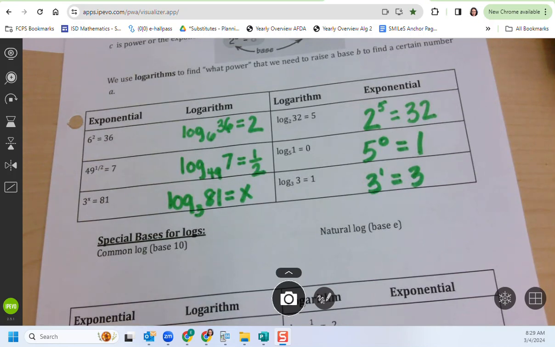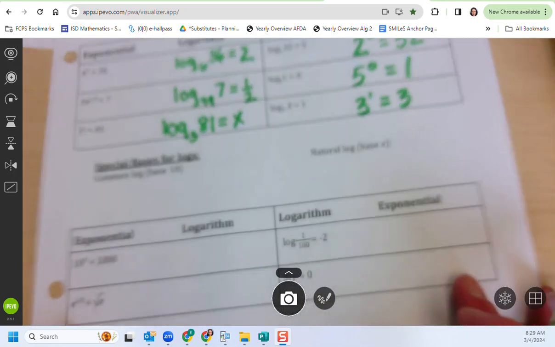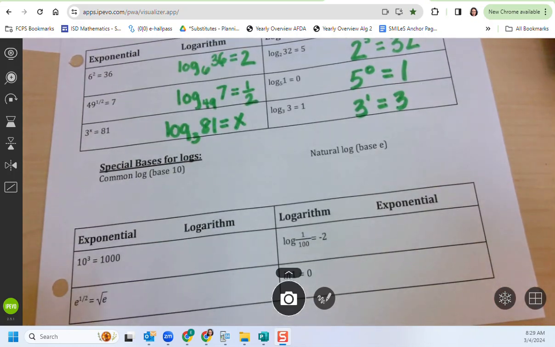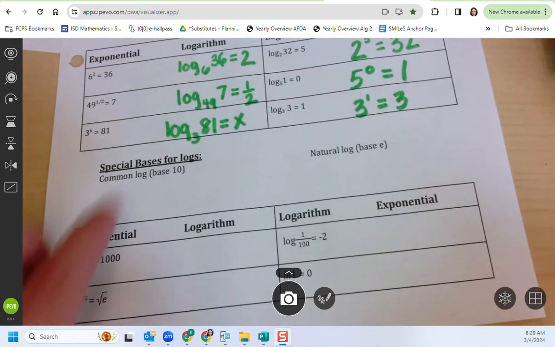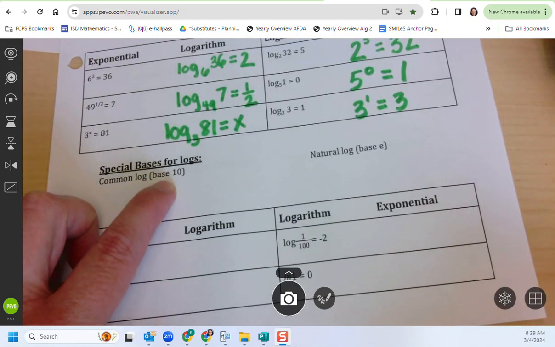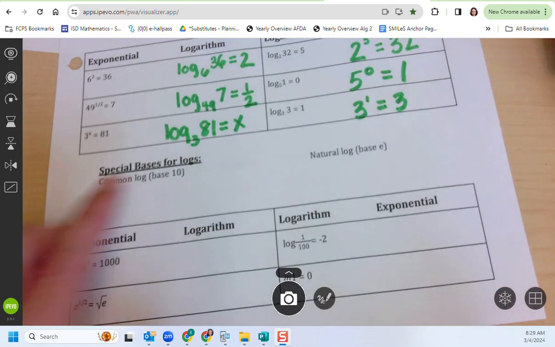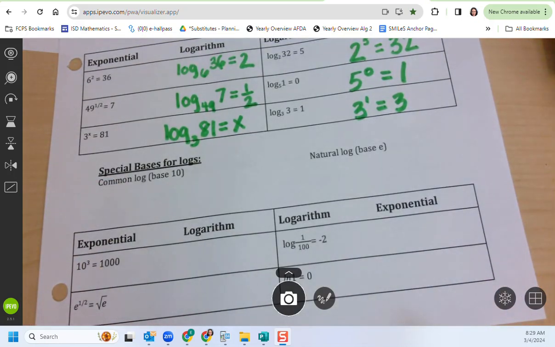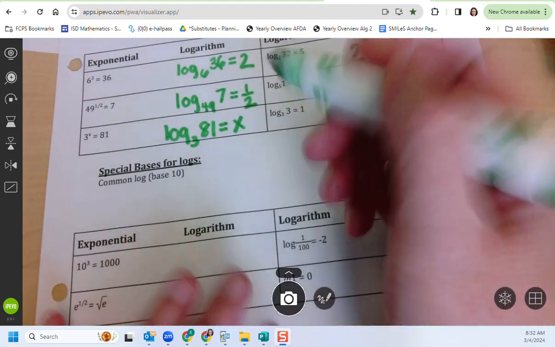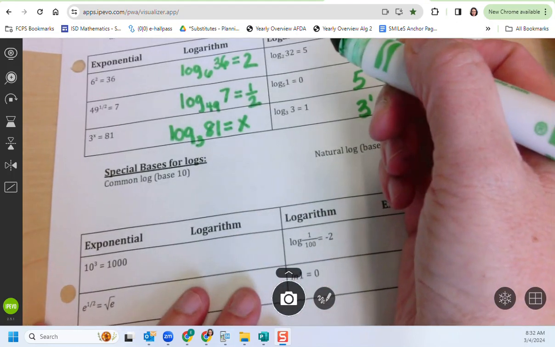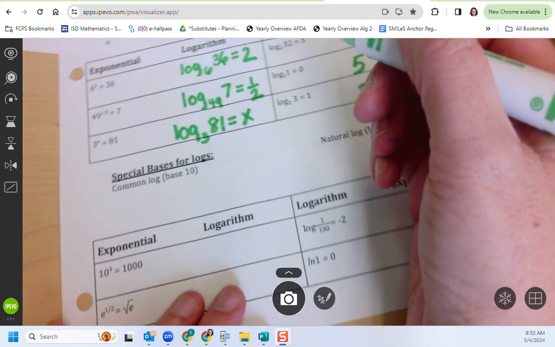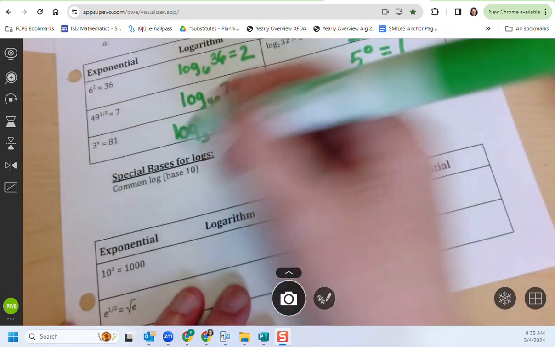Okay, special bases for logs. There are two kinds of logarithms that are special. One of them is log base 10. So I want you guys to think about the number 10 in our number system. I want you to talk to people in your group about why the number 10 is a special number in our number system. So, 10 is a special number because it is the base of our number system. And so it's called the common log.